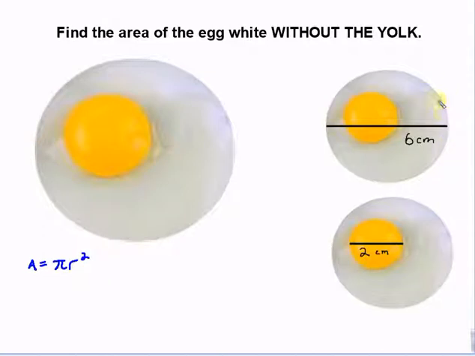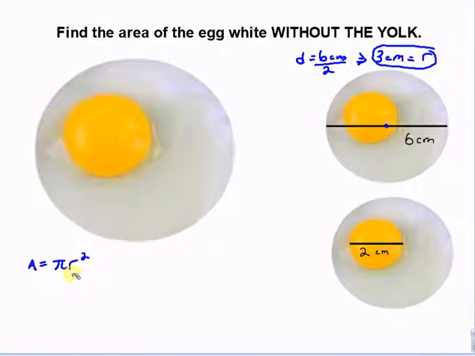Now, we know that the diameter of our egg is 6 centimeters. We haven't been given the radius, we've been given the diameter. So how can we get the radius? Well, we know that the diameter is the distance all the way across the egg, and the radius is half of the diameter. So we'll take the diameter, which is 6 centimeters, and we're going to divide that by 2 to get half of it, and that's going to be 3 centimeters, and that will be our radius. Okay, so 3 centimeters is the radius of our larger circle.